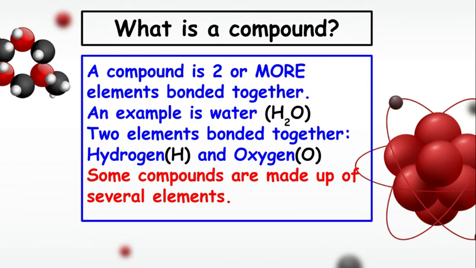What is a compound? Well, a compound is 2 or more elements bonded together. An example is water, H2O. 2 elements bonded together, hydrogen and oxygen. Some compounds are made up of several elements, more than 2.